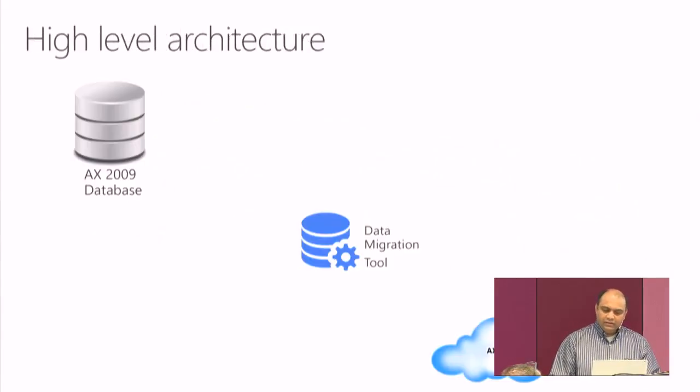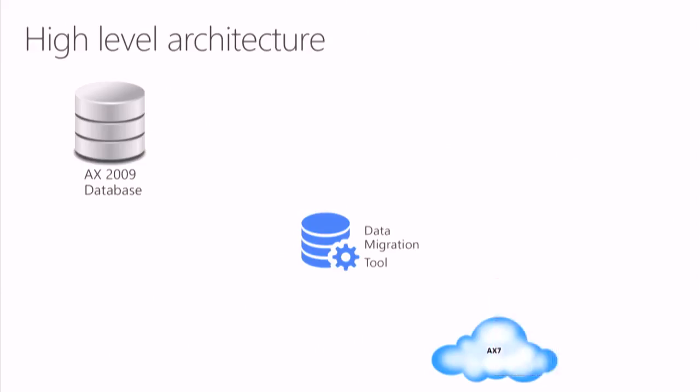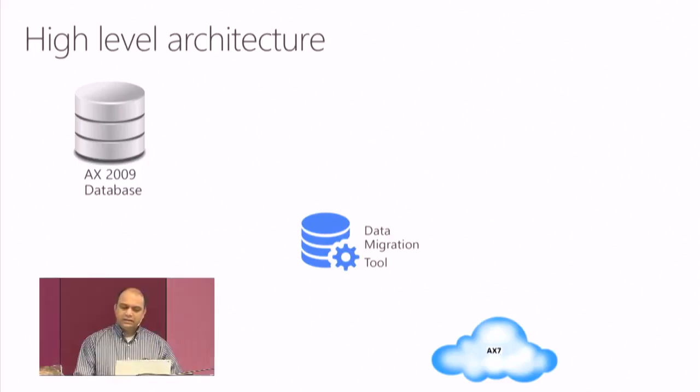At a very high level, the architecture is, and again, AX7 equals Dynamics 365 for operations. You have your AX 2009 database. We'll give you a tool, and that's going to sit in the AX 2009 system. The tool is a combination of two things. One is a set of forms, which is basically a checklist that you will see now. And it has the data export import framework service, in the same way as it's running in AX 2012. It'll run in AX 2009 as well.